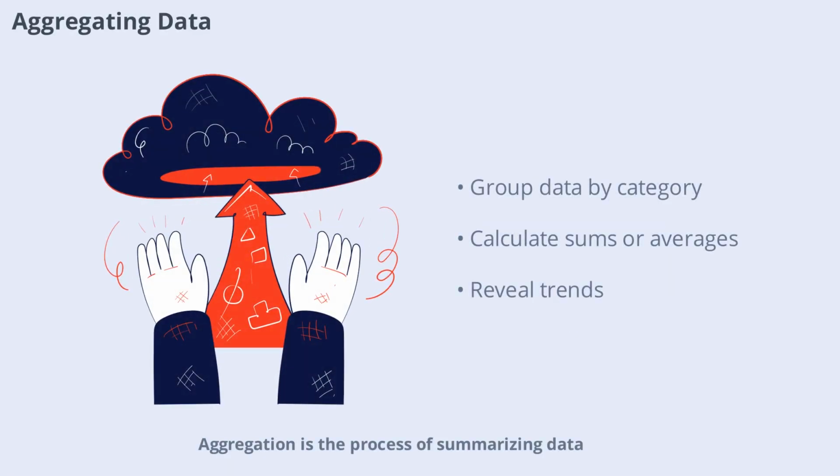Aggregation is the process of summarizing data by grouping and calculating statistics like sums, averages, or counts. This is useful for understanding trends and patterns at a higher level. For example, you might aggregate sales data by month or region to identify key drivers. Aggregation simplifies large datasets and makes it easier to draw meaningful insights.